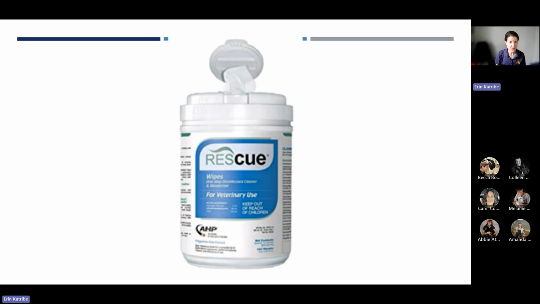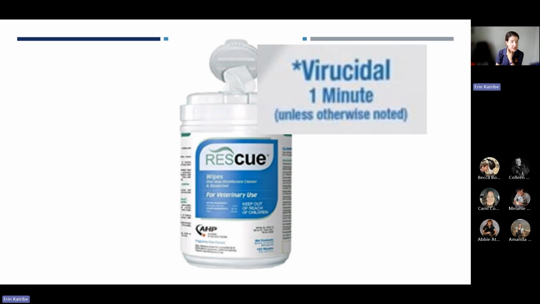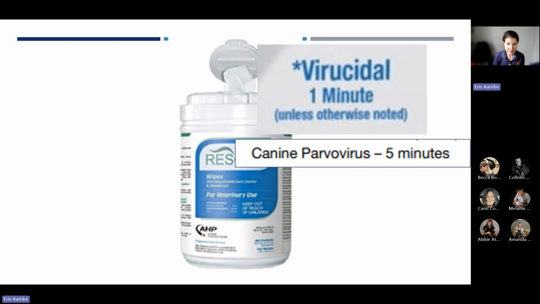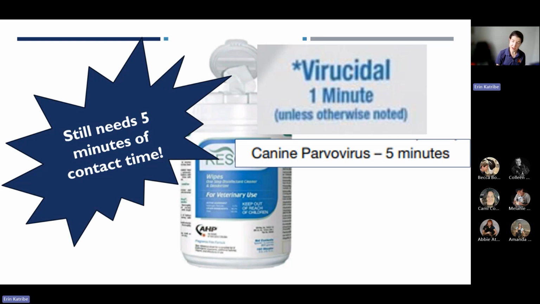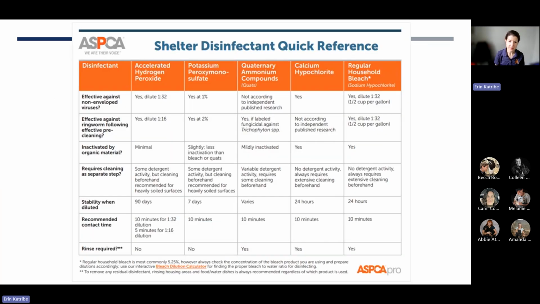Sometimes we run into shelters that are using Rescue, which is a great product, but we also see Rescue wipes. And I want to call this out because I think it's a little bit misleading. The actual packaging says virucidal 1 minute unless otherwise noted. And here is what is otherwise noted: 5 minutes. The Rescue wipes to kill our hardy viruses like parvo and panleuk, we still need 5 minutes of wet contact time. And I would say that is really hard to achieve with a Rescue wipe. Maybe they will be effective against some of our less hardy pathogens, but for the bugs that we care the most about, like parvo and panleuk, things like ringworm, these are not necessarily going to be effective.